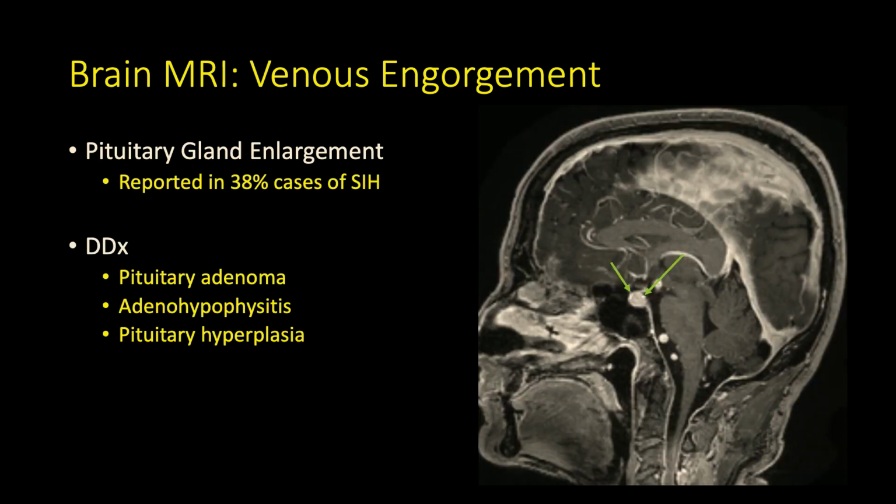Pituitary gland enlargement, this is reported in 38% of patients with SIH. You could see the enlarged upward convex border of the pituitary gland. Your differential for this finding alone might include things like a pituitary adenoma, inflammatory adenohypophysitis, or maybe pituitary hyperplasia.